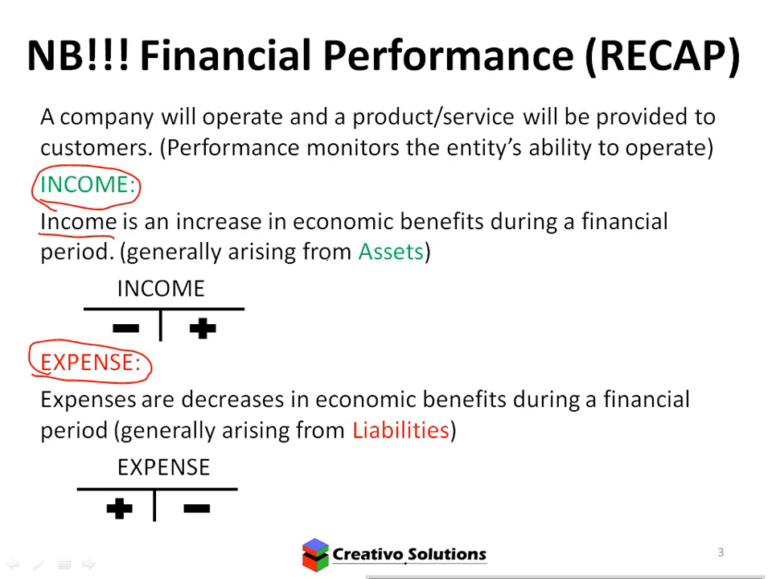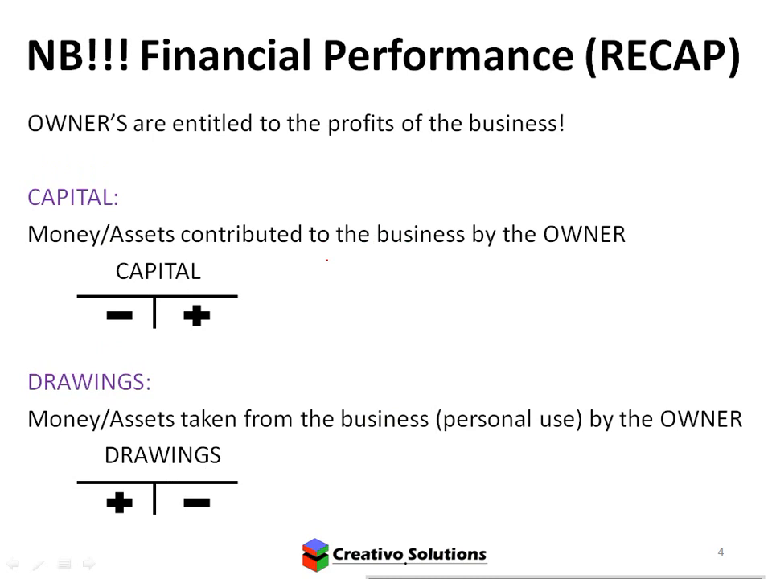Again, rules are important. Income increases on the credits. Expenses increase on the debits. Last two, capital and drawings. We spoke about them last week. They're very important. Capital is capital. Capital starts with a C. Credit starts with a C. Drawing starts with a D. Debit starts with a D. So those are easy to remember where the pluses are.